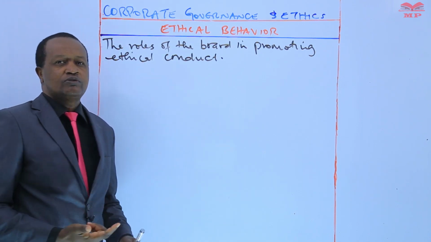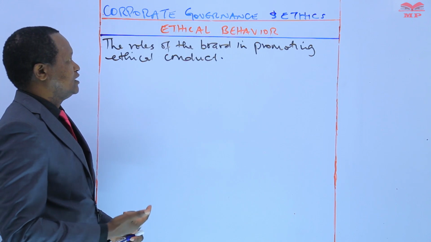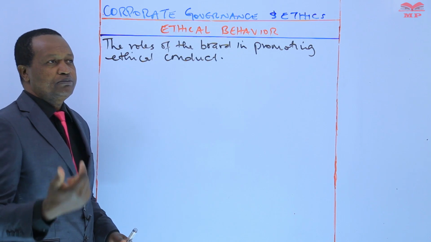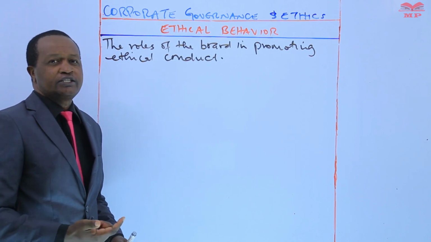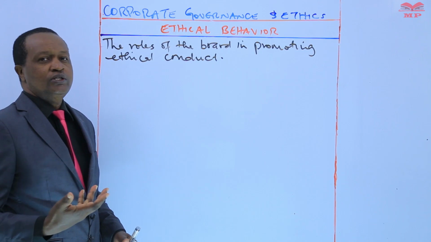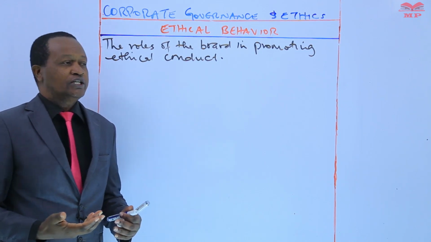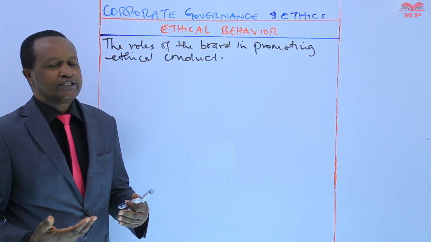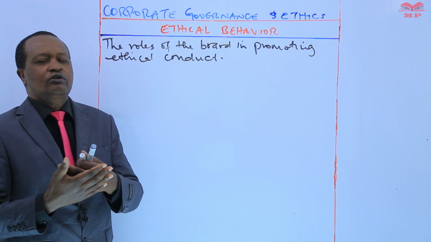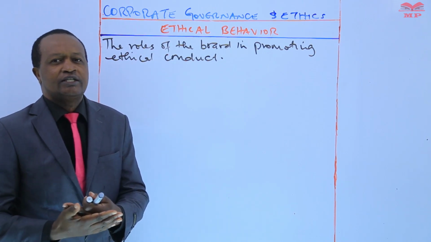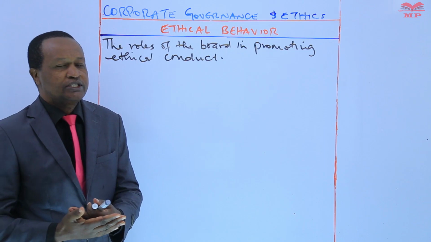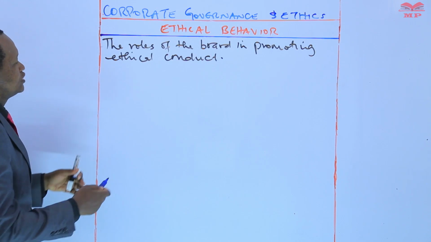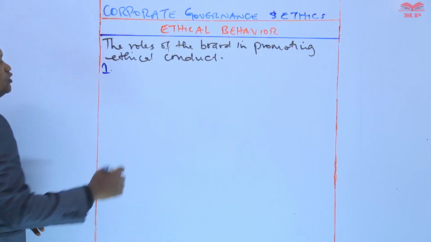By the end of this lesson, you should be able to outline the roles of the board in promoting ethical conduct. And by the board, we are referring to the board of directors who play a crucial role in promoting ethical conduct within an organization. Their actions and decisions set the tone for the entire company and influence the behavior of employees at all levels. So you are going to categorize the roles of the board in the following groups.